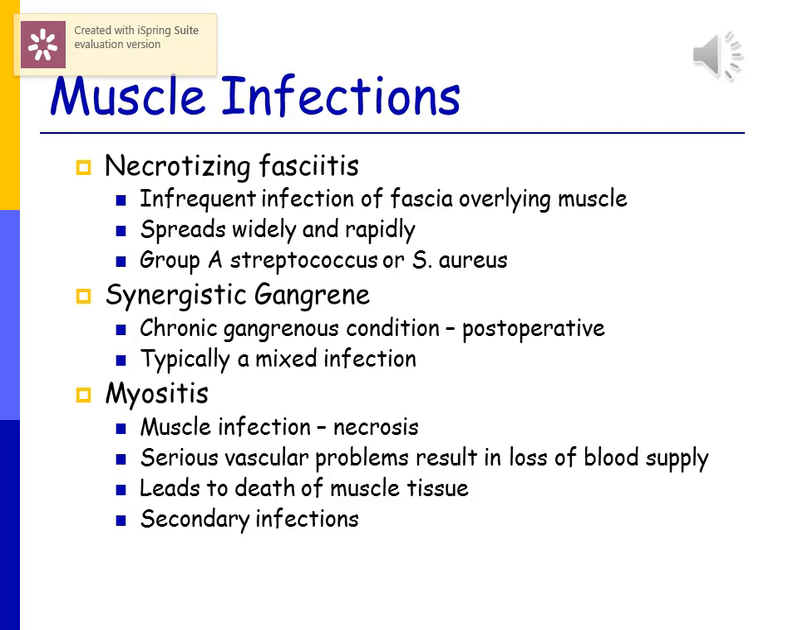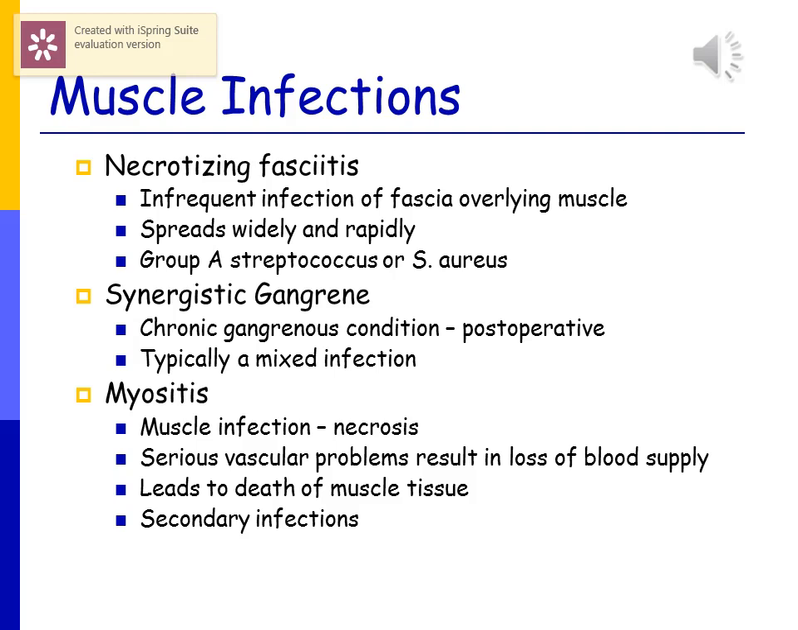We also have muscle infections. So muscle infections might be necrotizing fasciitis, which is an infection of the fascia, which is overlaying the muscle. So the problem with necrotizing fasciitis is it's an infection that spreads very rapidly and can spread through the entire body. So this is usually caused by group A streptococcus, or it can be caused by Staphylococcus aureus.